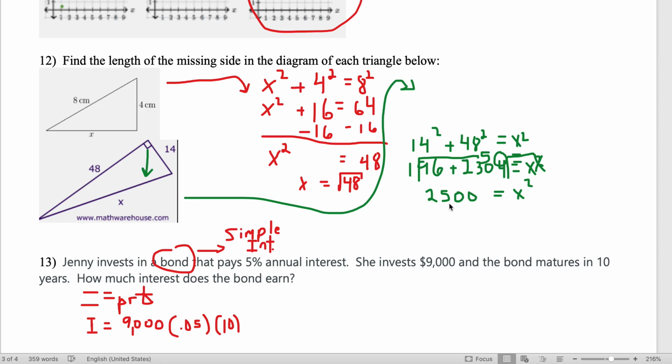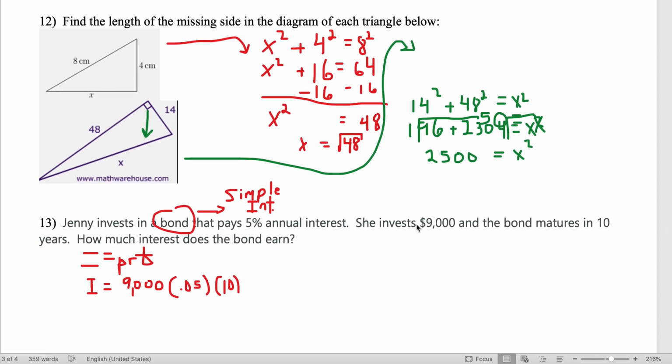Adds up to 2500. So if x squared is 2500, oh, I see what happened. The thing must have slid, because I did the square root to both sides and I got x is equal to 50. Okay? For some strange reason it slid.